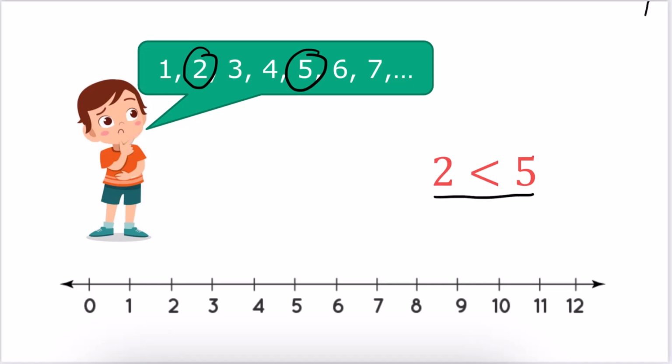And you can also show this on a number line and you can say, well, 2 is farther down the number line than the 5 is, or like it's on the smaller side of the number line. And so that's another way you can show that 2 is less than 5. However, in my opinion, these are not the best ways to teach ordering whole numbers because they're both very memorization based.